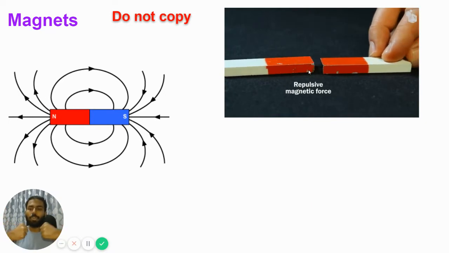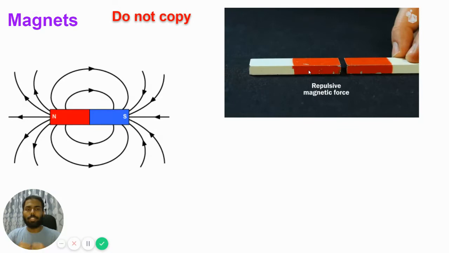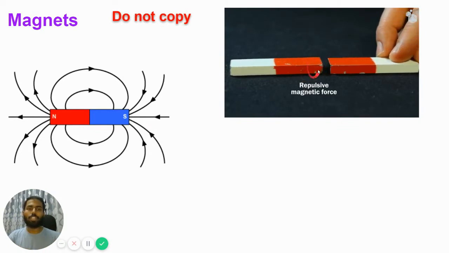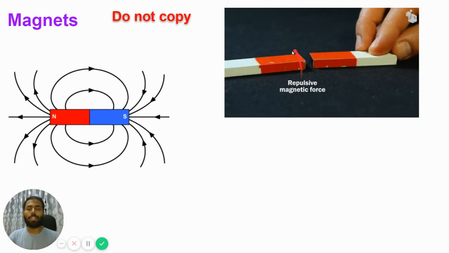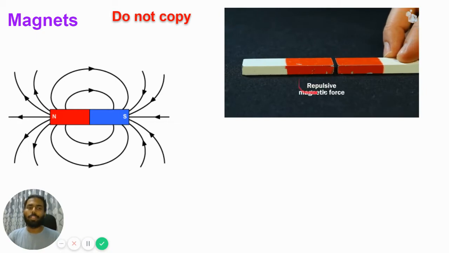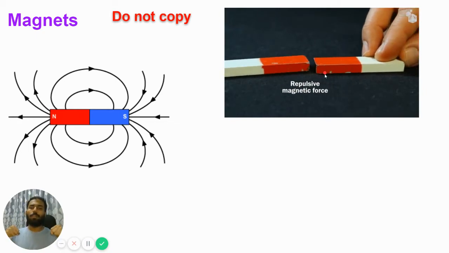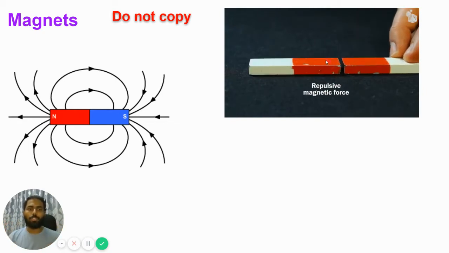If positive and negative come together, they're going to attract each other, right? So similarly, if you bring north near to north, if you bring the north pole of 2 magnets together, they are going to push each other away. Okay, so that's what you can see happening here.